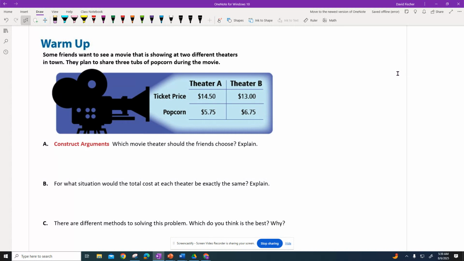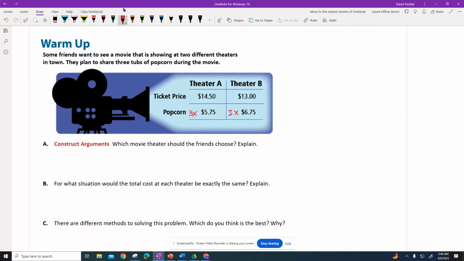Some friends want to see a movie that's showing at 2 different theaters in town. They plan on sharing 3 tubs of popcorn during the movie. They don't really say how many friends, but they do say that they're going to share 3 tubs of popcorn, so you're kind of committed to the popcorn there. What they really want you to do on this one is take 3 times this amount of popcorn, because no matter what, that's one of the rules up here. They're just going to share 3 buckets of popcorn, but you really don't know how many friends are going to the thing. And so, which movie theater should the friends choose?